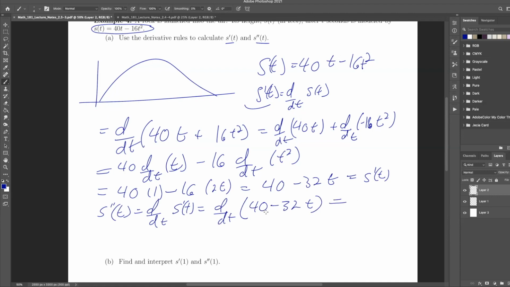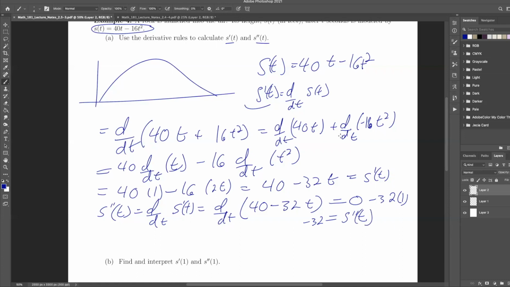And here, we'll go ahead and just do it all at once. So a derivative of a constant is 0. The derivative of, here we can pull out the 32, so it'd be minus 32. And then the derivative of t with respect to t is just 1, so this is just 1. And so this ends up just being minus 32. And that is our s double prime of t.